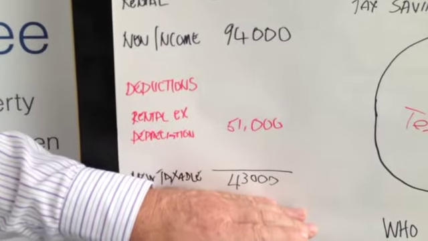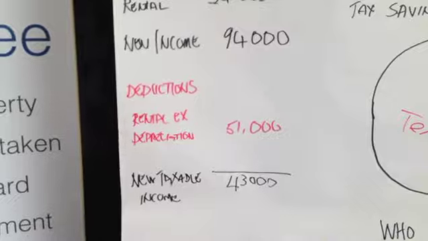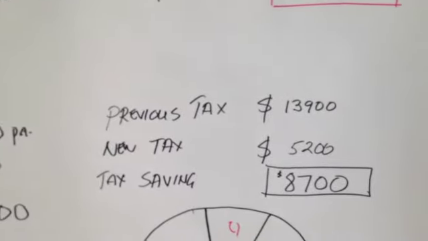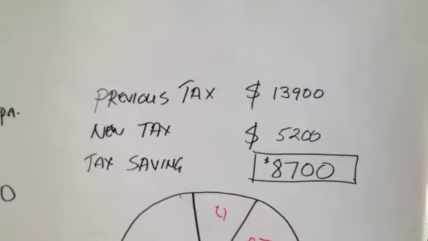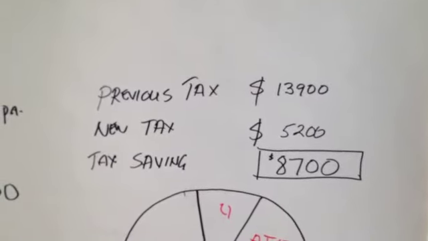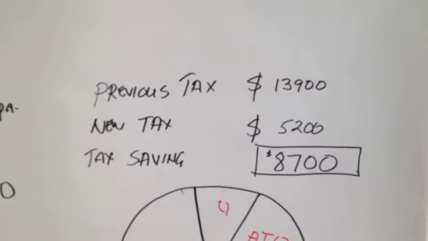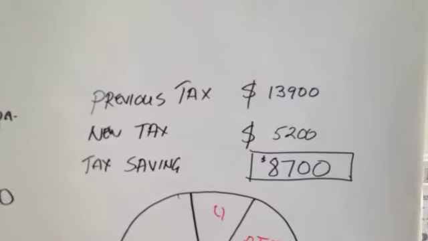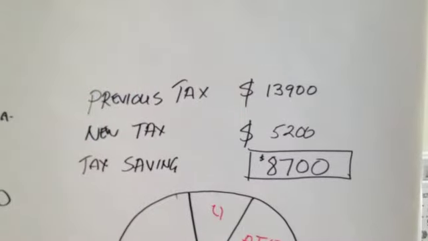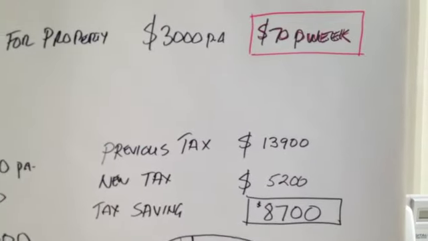And on a yearly basis, let's look how that impacts his taxation. His previous tax liability to the tax department was $13,900. But using this strategy into property, he has a new tax liability of $5,200. In fact, we've increased his tax savings around about $170 a week, which offsets this expense here of $70 a week for the holding costs of the property.